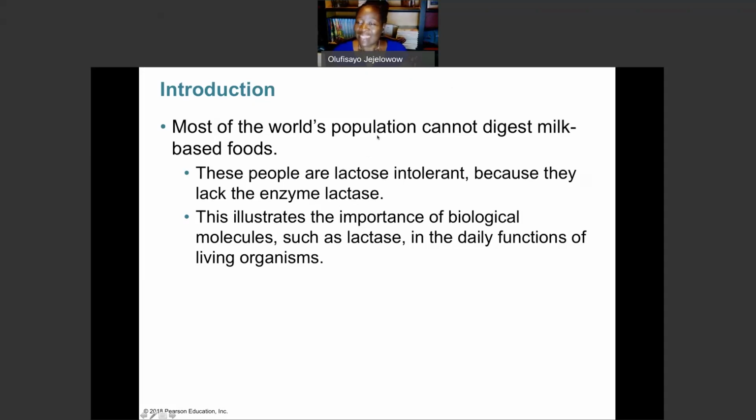The digestion of milk in the human body is used to illustrate the importance of biological molecules. There are biological molecules, proteins, enzymes in our bodies that help the chemical reactions, that help the body's metabolism to be completed, thereby enabling the daily functions that support the life of the organism to take place.